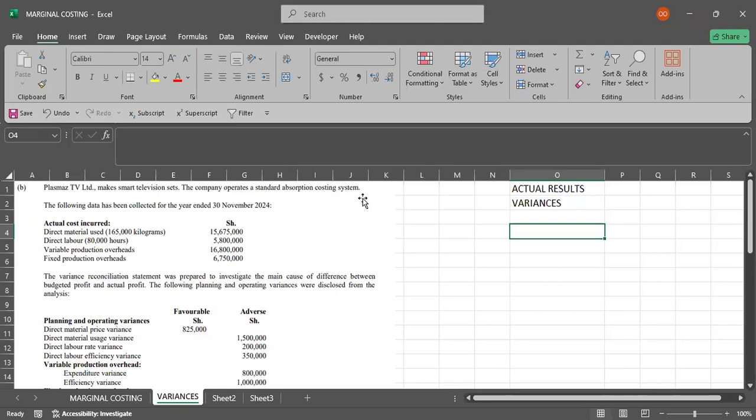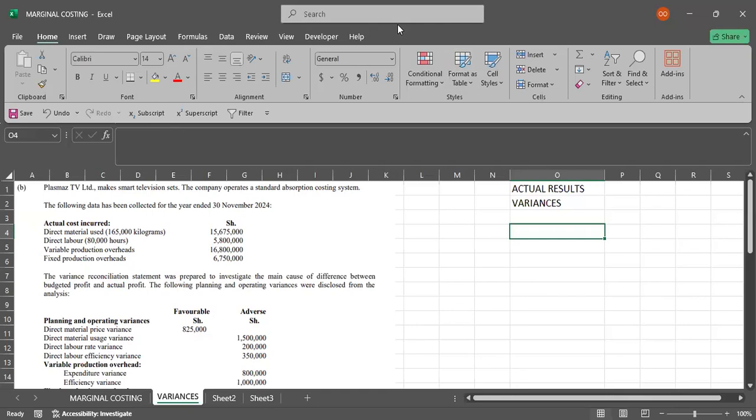2024. So we are given actual costs incurred. We have direct material. They used 165,000 kgs, and the amount spent was 15,675,000. Then we have direct labor. They utilized 80,000 labor hours, which cost this company 5,800,000. Then we have variable production overheads that were incurred, equal to 16,800,000.